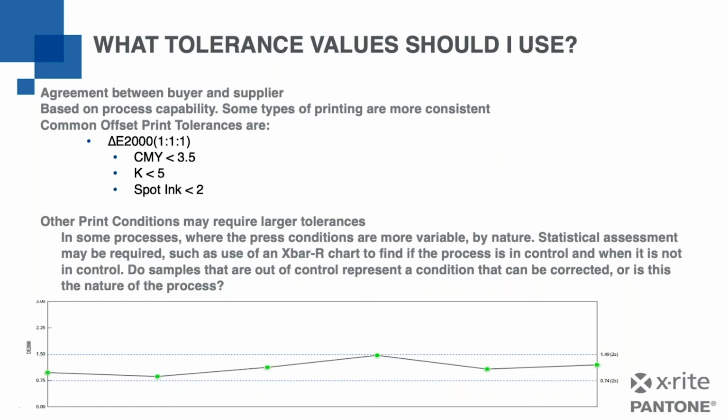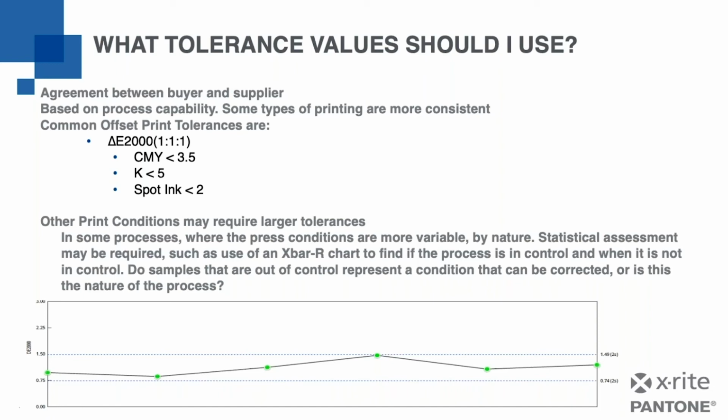But you may find that the type of printing you're doing, maybe it has to do with the type of substrate you're printing on, or the nature of the printing press, or other variables that go into that printing process, cause more variability in that production. And if that's the case, oftentimes testing will be done where you do a statistical assessment on production using models like X-bar R charts. A lot of statisticians know about this kind of stuff.